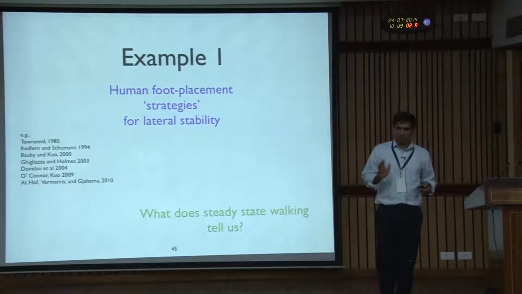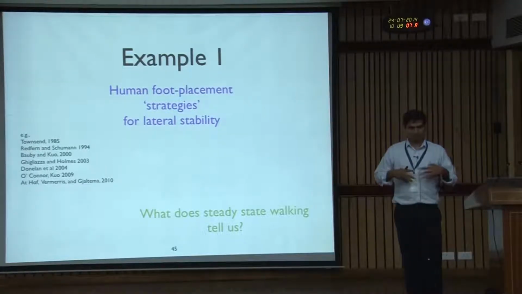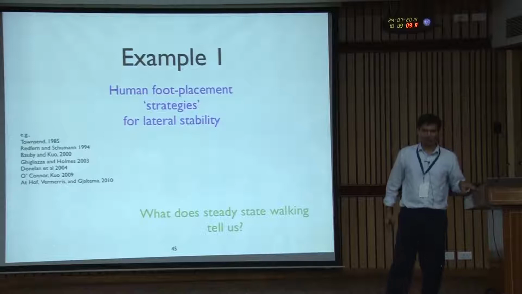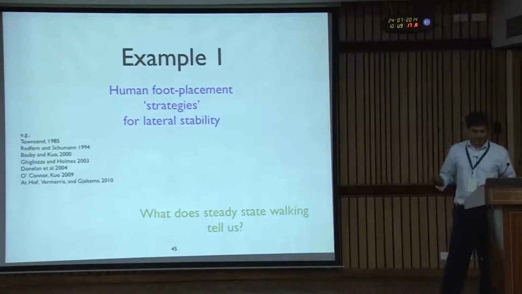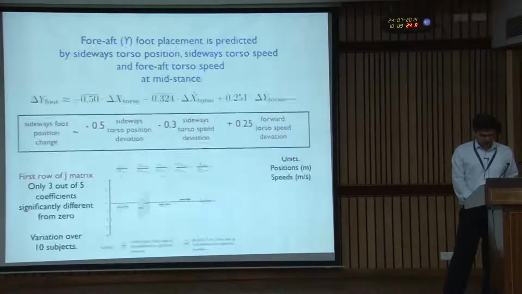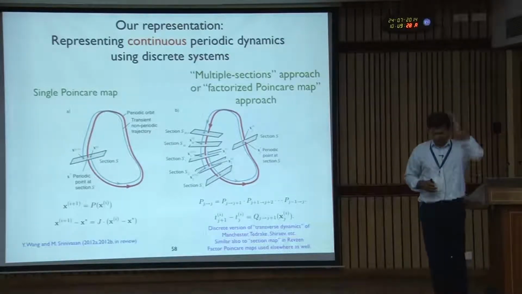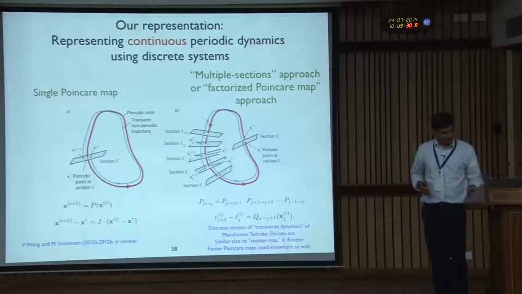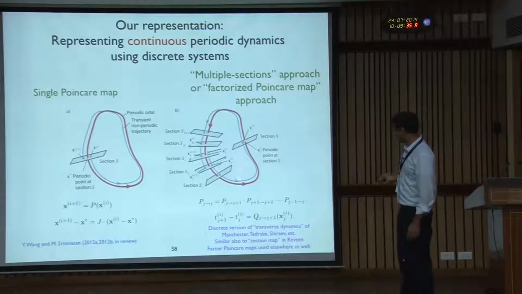And essentially by doing statistical inference of the map between upper body state and where you put your foot, we can figure out what people are doing, at least unconsciously, in the absence of external perturbations. You can also use similar methods to infer a slightly more continuous description of the local dynamics, which I call a factorized Poincare map.